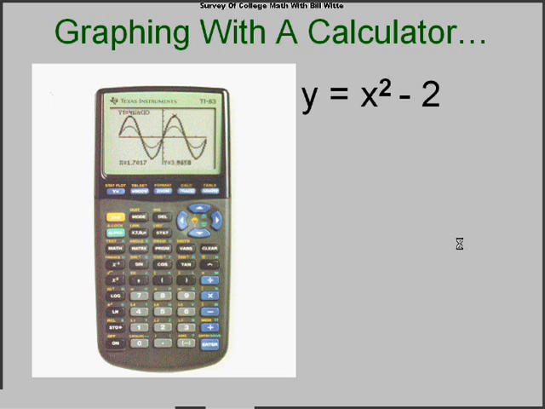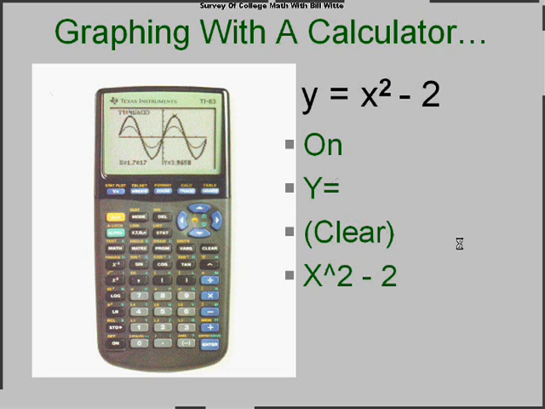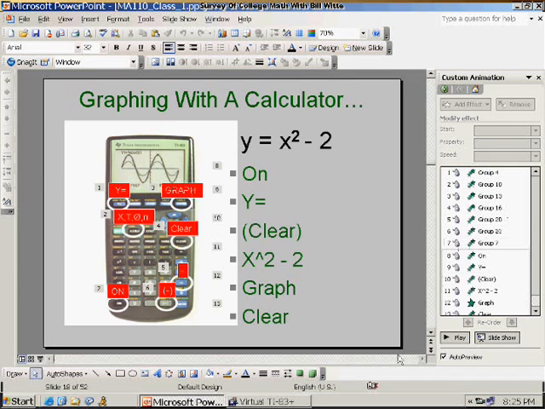Let's try it. Turn that baby on, and hit y equals. Now, you might have stuff from the last problem. I'll clear that out. Okay, hit clear, and type in what the equation is equal to. X to the second minus 2, or x squared minus 2. And cool as a mule, if you hit graph, you get it. Now, how do you erase that? You hit clear.